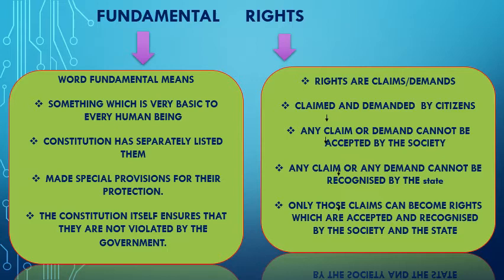a lot of importance to this word, Constitution has separately listed them in part 3 of the Constitution. A separate part of the Constitution is given only for fundamental rights. Special provisions have been made to protect the fundamental rights. Because if these fundamental rights are given to every citizen, it means the government should also have means to protect them, should have ways so that the violation of these rights should not happen. Therefore, Constitution itself mentions that no government can ever violate the fundamental rights.